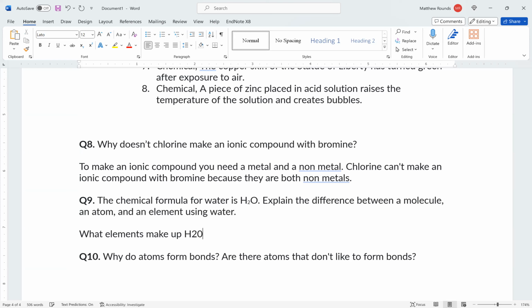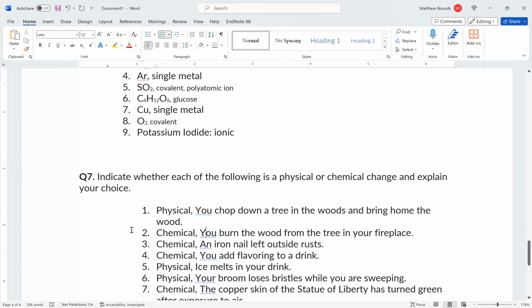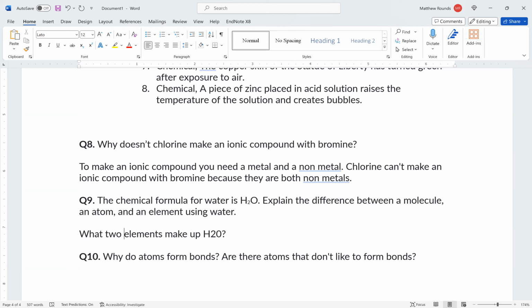What elements make up H2O? Yeah, that can be more specific. What two elements make up H2O? Could you give me a sentence in the chat that answers that, please? Okay. So, okay. Try to reuse the words that I have in my question.